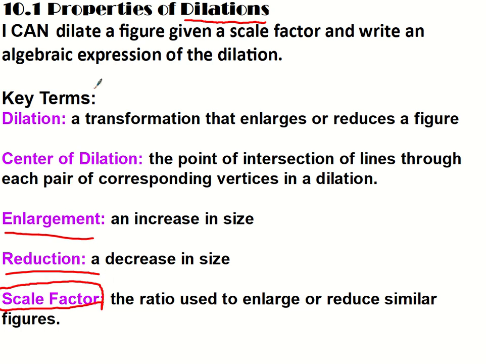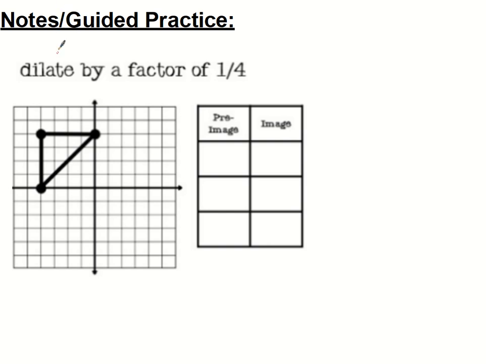An enlargement is when we increase the size of something, a reduction is when we decrease the size. The way we decrease or increase the size of something is by using a scale factor. Next to your scale factor definition, you might as well put this, because I think it will help you out. Put new over old. This is the ratio for a scale factor. Or you could even put image over pre-image. Either one of those will help. I'll show you how to use that in a little bit.